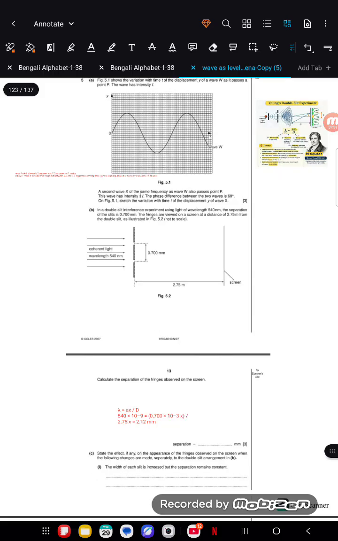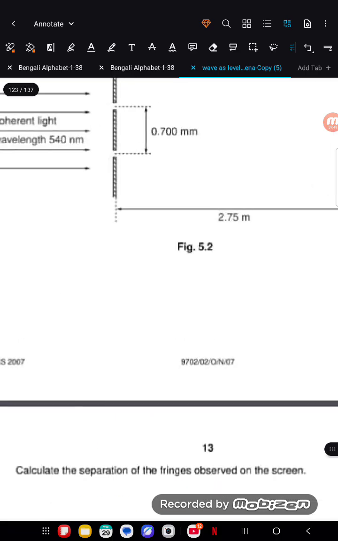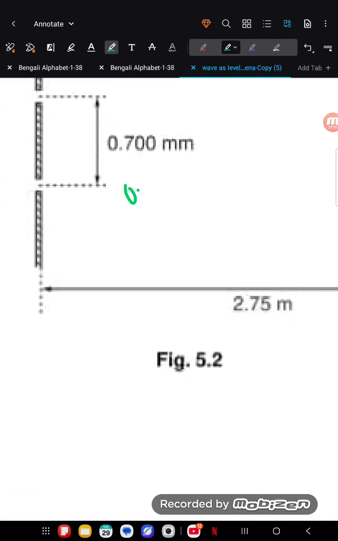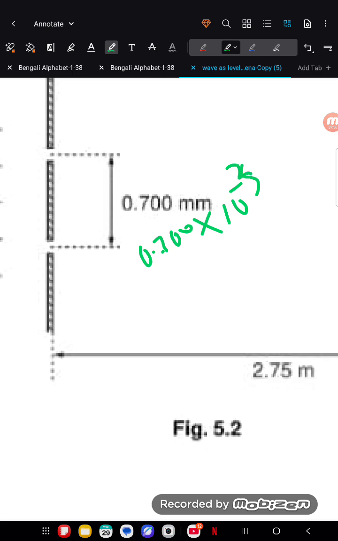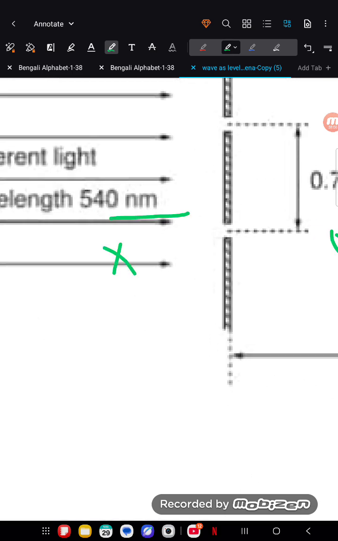So in this question also everything is given. Calculate the separation of the fringe. Separation of the fringe means x, right? So x equals lambda D divided by d. a is given as 0.700. So you change to meter, multiplying by 10 raised to minus 3, right? Sorry, this is 3. Okay, and this they always give in nanometer. You have to multiply.